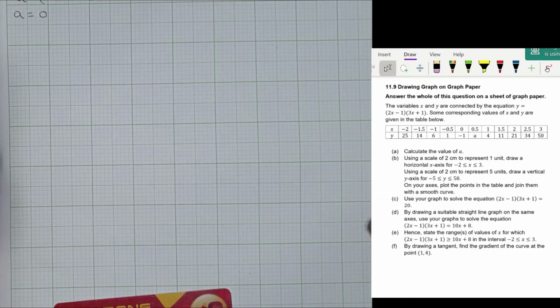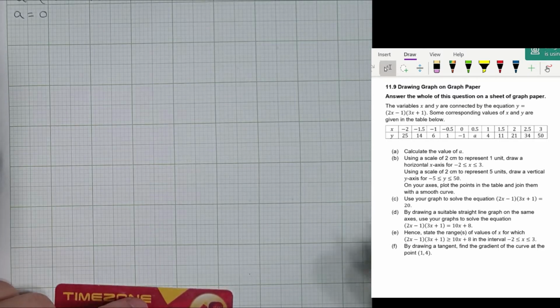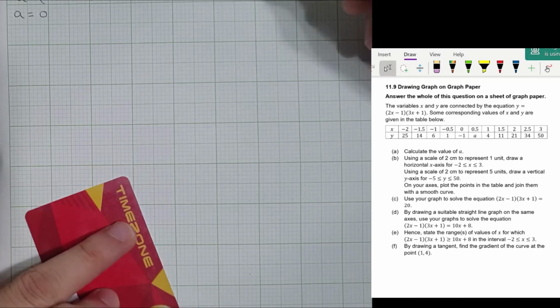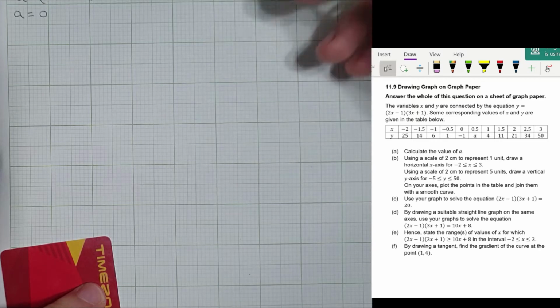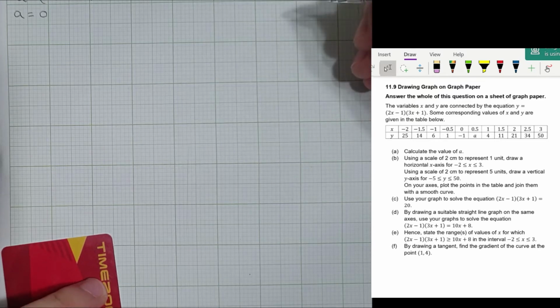Okay, so on your graph paper, do not draw the x first. Always draw the y-axis first. Then we look at the table. The highest value of the y is 50. The lowest value is -1, which means there is a very huge scale for the y-axis.